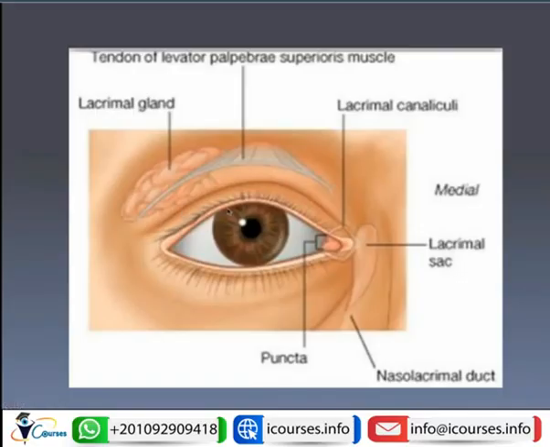You can see the slides. Please tell me in the chat box if you cannot see the slides. Can anyone see the slide? Okay, so Dr. Noha, you have a problem at your side.